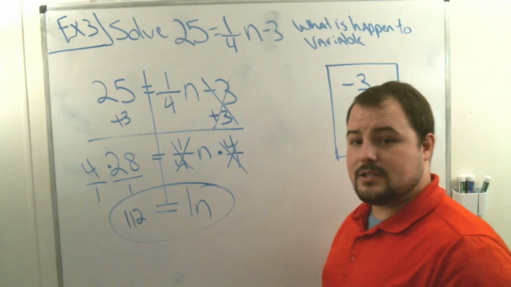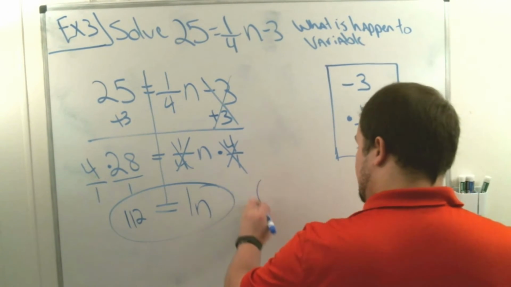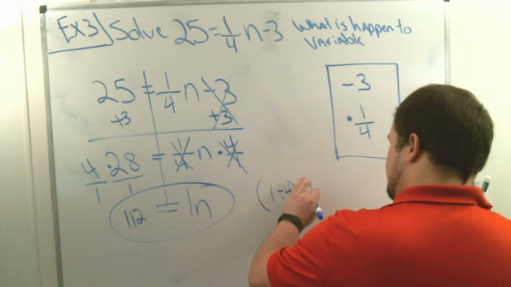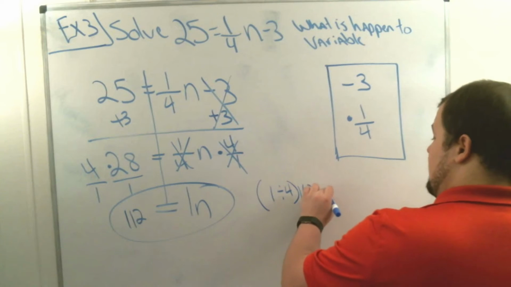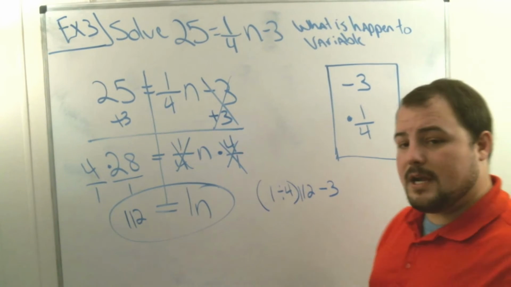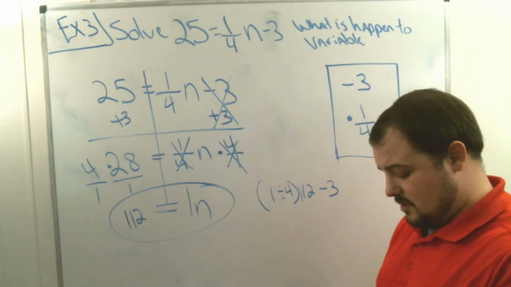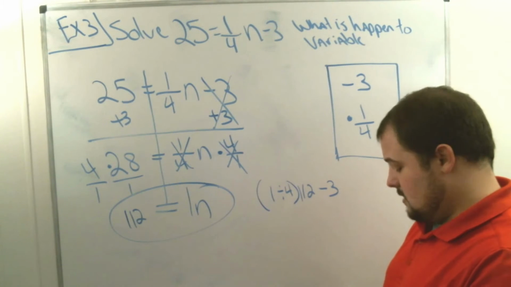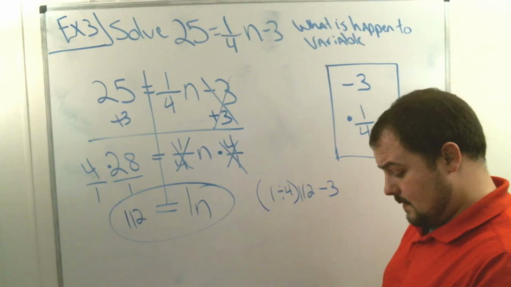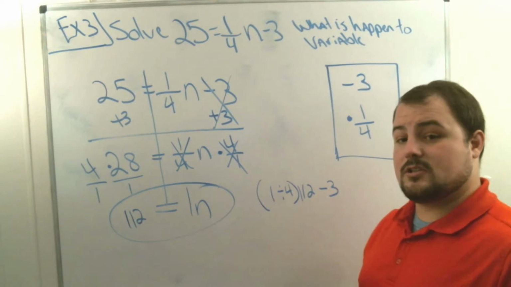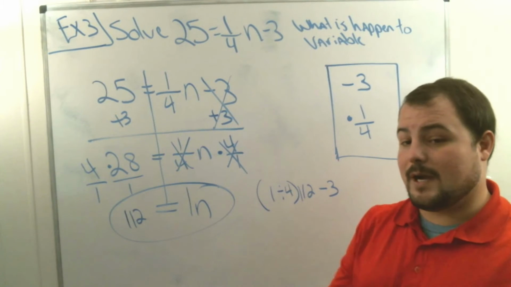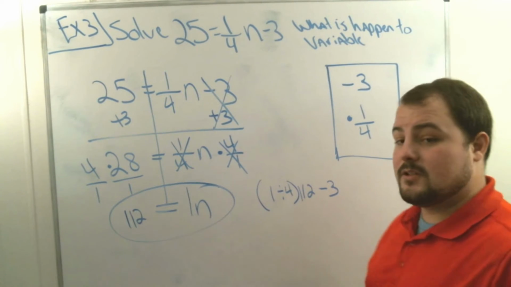Now to check my answer, all I got to do is type in my calculator using parentheses 1 divided by 4 times 112, and then subtract 3, and if my answer is 25, I know that I'm good. So I'm going to go ahead and do that. 1 divided by 4 inside parentheses times 112 minus 3, and I do get 25. So 25 is equal to 1/4 of 112 minus 3. That's my answer to this problem.